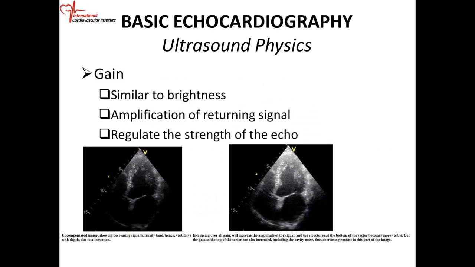Then when you come to gain, you're going to see the gain button on the ultrasound system, and when you look at the monitor, you're also going to see gain. You have overall gain and you have your TGC. Gain is similar to brightness. It's not the same thing, but it's similar. It's an amplification of the returning signal. You can manipulate and amplify the returning signal, and it regulates the strength of the echo. Say for instance you're not seeing a structure very well. You can increase the gain to see that structure.